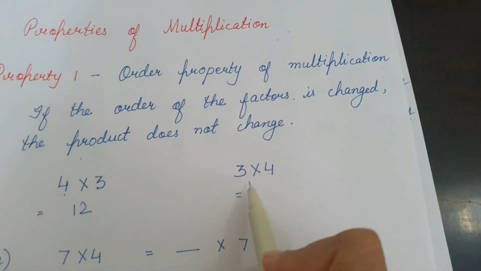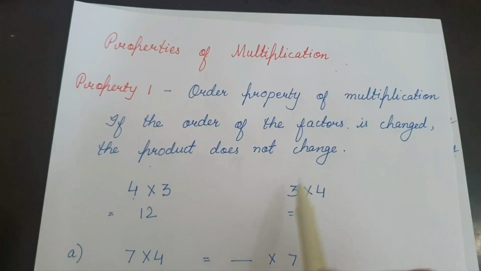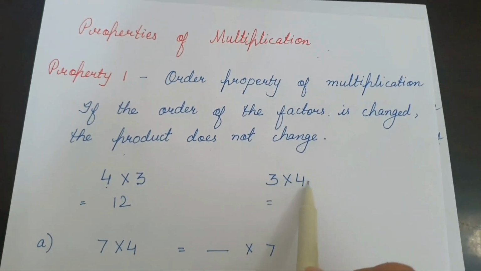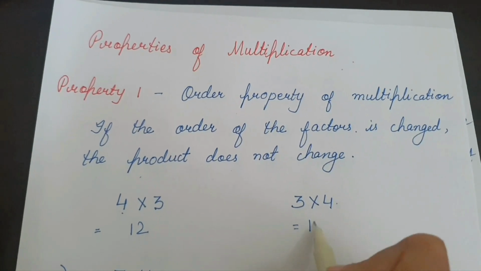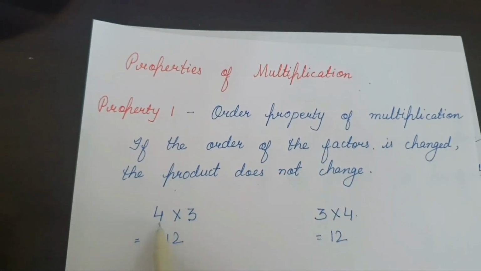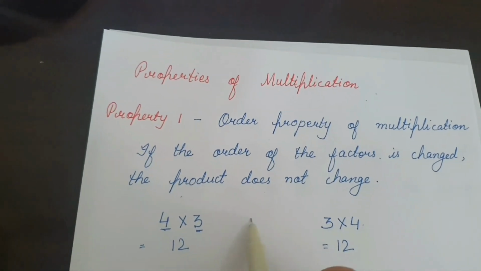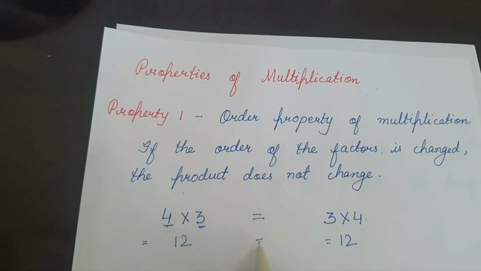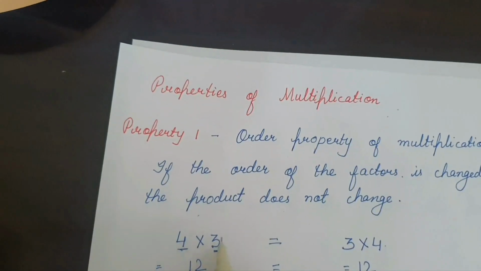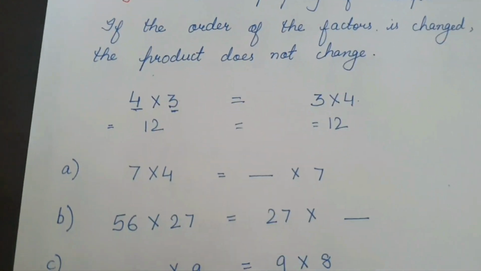Now in the second one we have changed the order. Here 3 was written in the second place, and now we have written 3 first and 4 later. Here also your answer will be 3 into 4 is again 12. So if you change the order, the answer remains the same. That means 4 into 3 is equal to 3 into 4. For both, your answer is 12. So whichever one you write first, it doesn't change your answer.